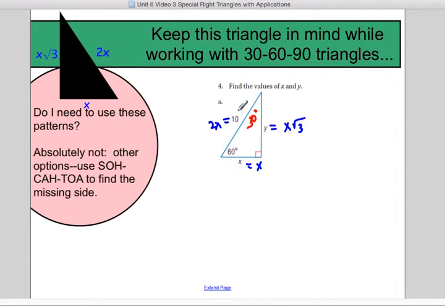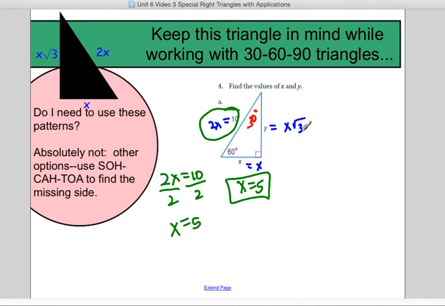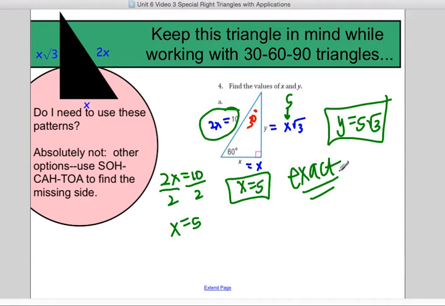So I go ahead, use the side that I was given. I have 2x is equal to 10. Divide by 2. So x is equal to 5. If I substitute that in for this number, it tells me that x is equal to 5 for my answer here. And y, I plug in 5 here, so y is equal to 5 square root of 3. And I am done. And just to point out, these are the exact answers. You'll be asked to give exact answers on your quiz. Okay, if you put them in your calculator and round, that's not exact and you will lose points.